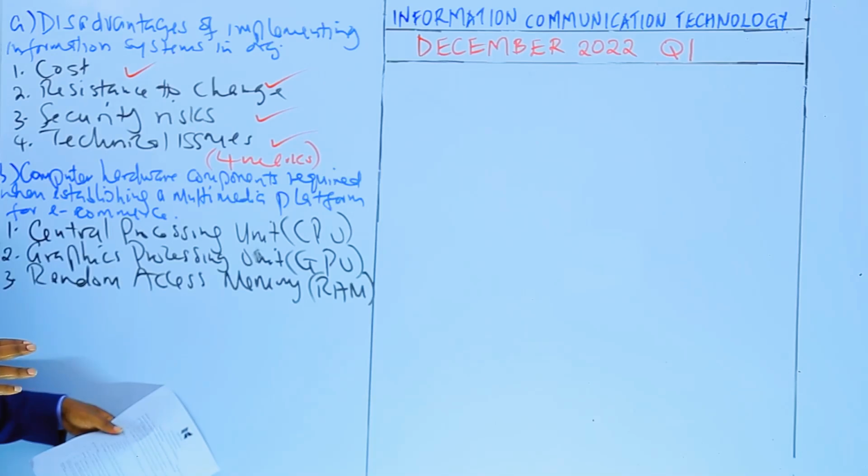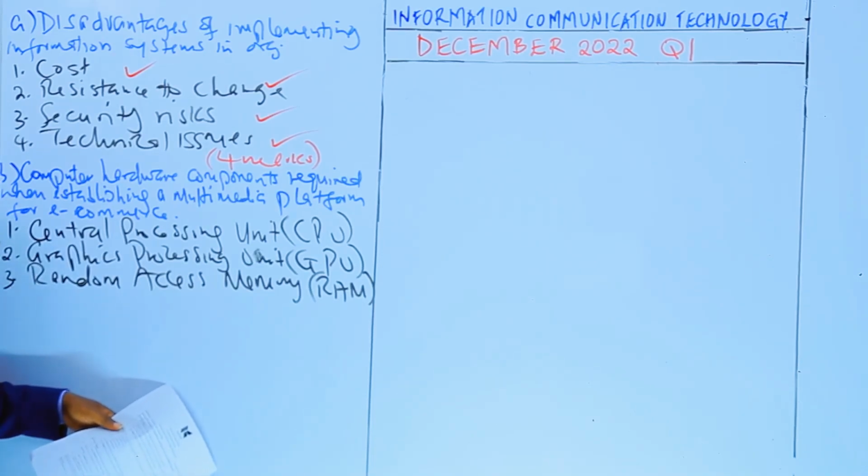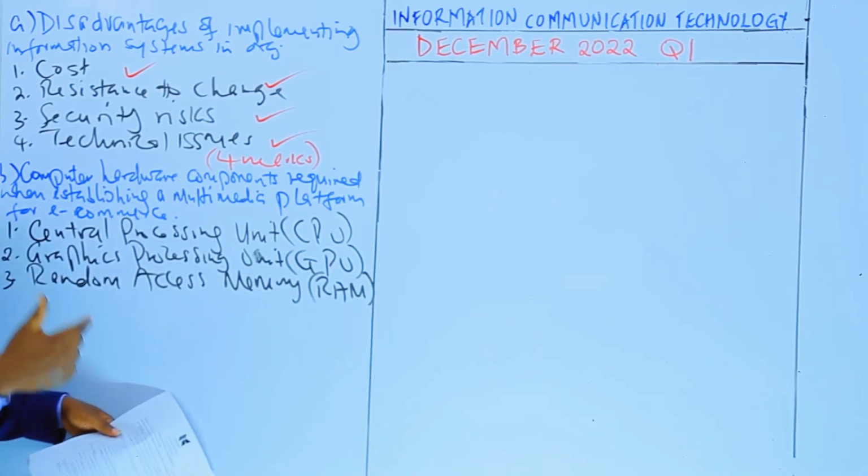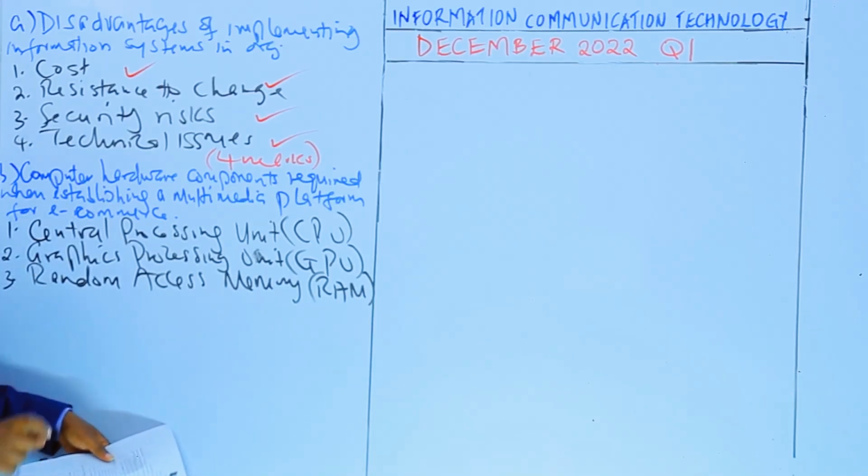And for the multimedia platforms or applications, a sufficient amount of RAM is required to handle the large data sets and facilitate smooth multitasking and multimedia processing. Random access memory.